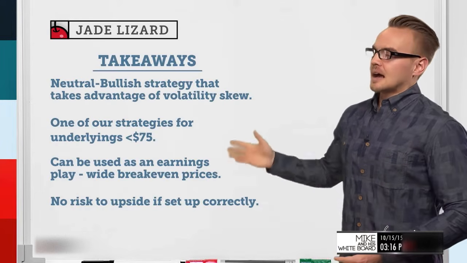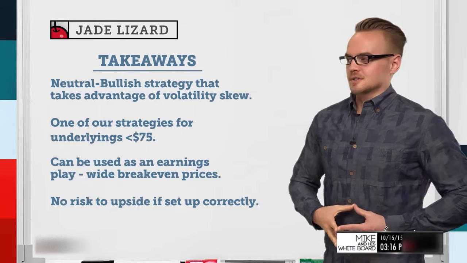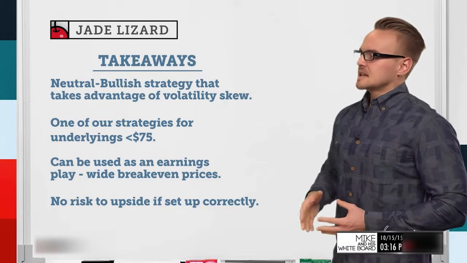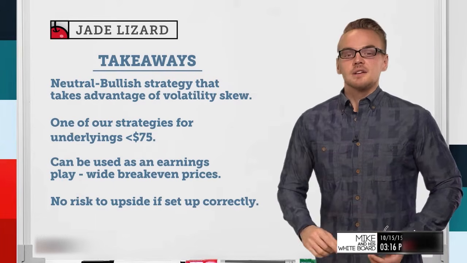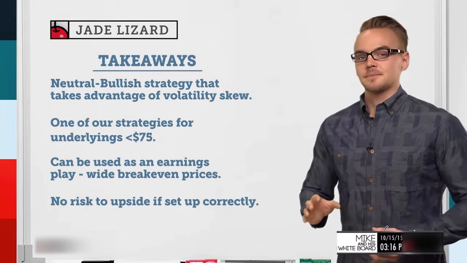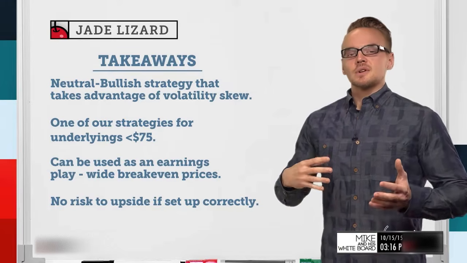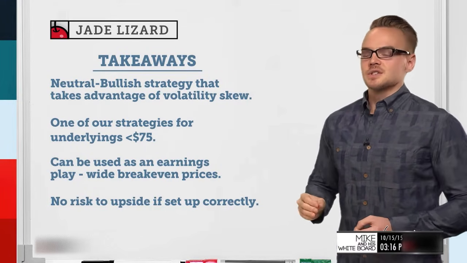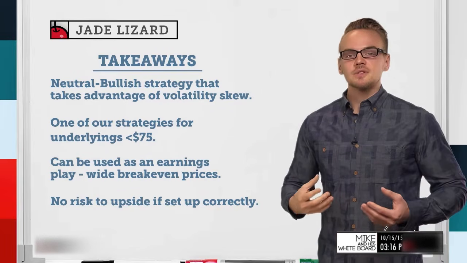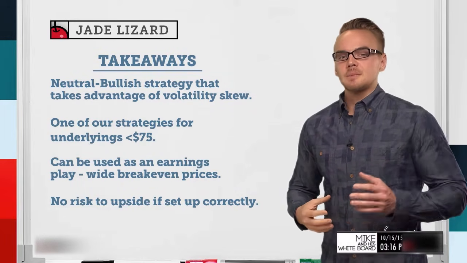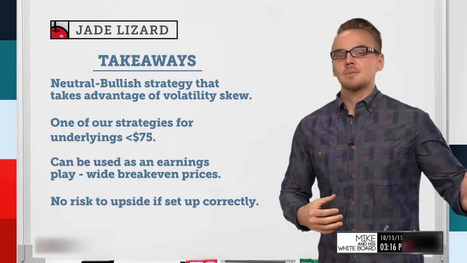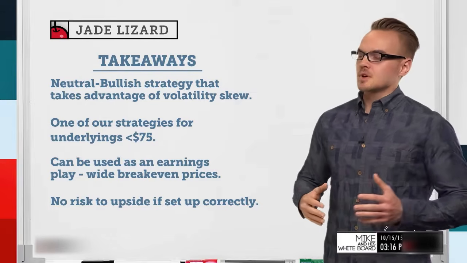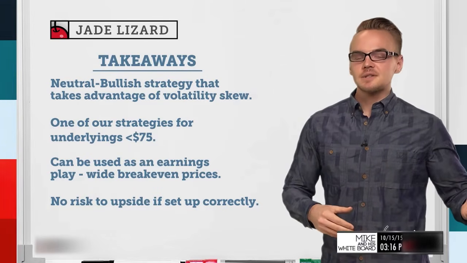Now let's get to some takeaways for the Jade Lizard. So again, the Jade Lizard is a neutral to bullish strategy that takes advantage of volatility skew. So this is another great thing about this trade. When we talk about volatility skew, we're essentially assuming that the puts are trading richer than the calls. So if I'm selling a naked put, that's going to help my overall credit and allow me to pretty much go farther away from the stock price if I want to essentially collect $1. So I'm going to be able to go much farther away from the stock price on the downside.